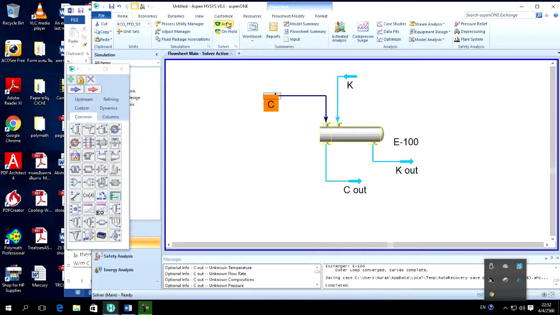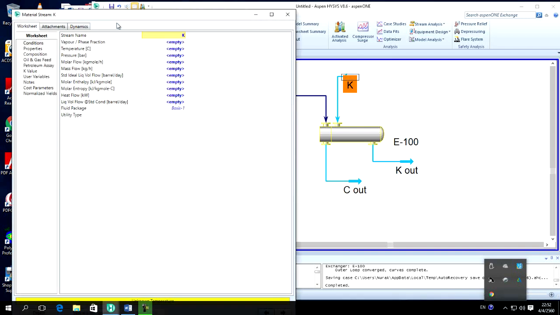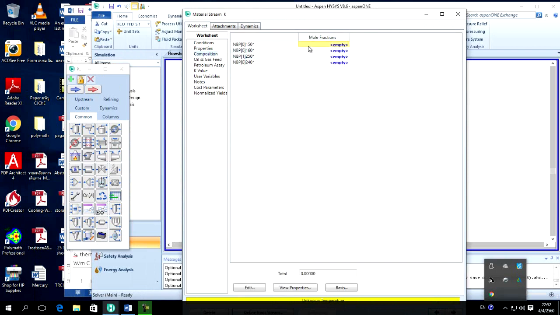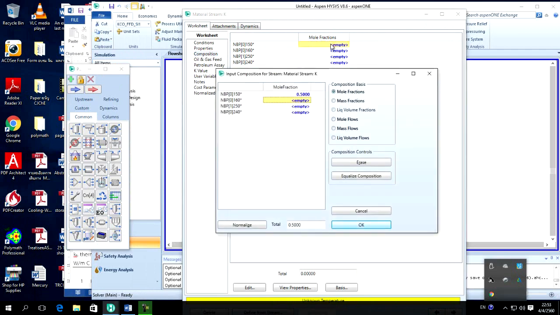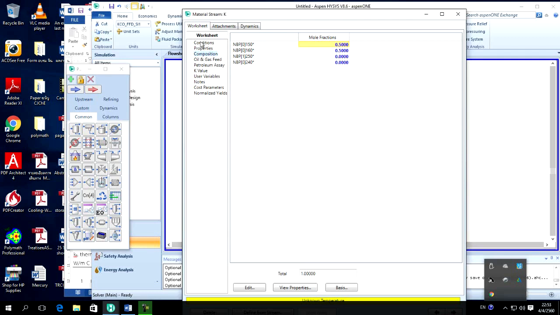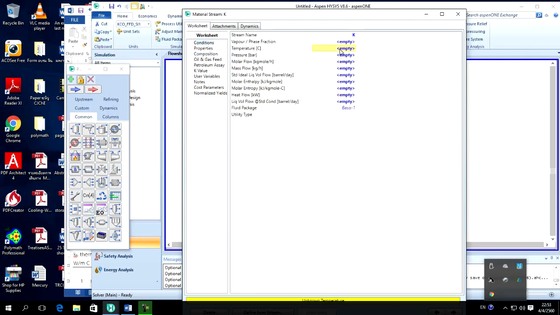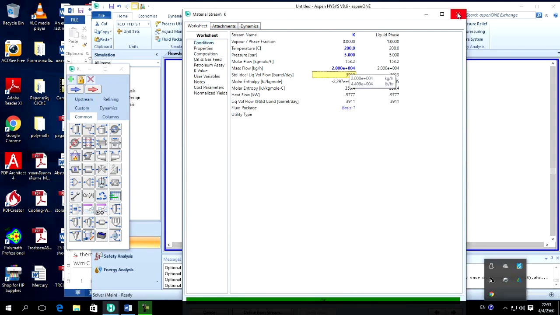I make it active. Then the crude oil stream is looking good. Then I move to the kerosene one. Put it half on this. Then go to the conditions, starting with 200 degrees Celsius, 5 bar, with a mass flow rate of 20,000.